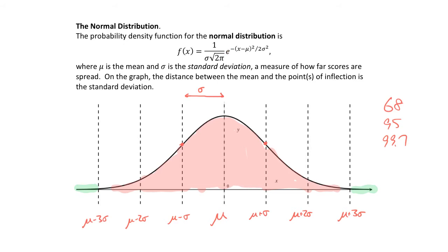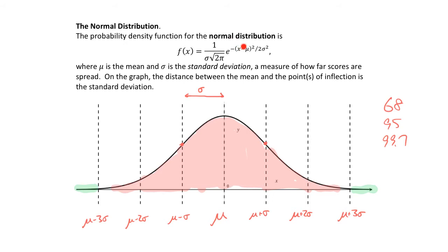Okay, e is raised to the negative of x minus mu quantity squared. So we're going to take the mean and subtract it from x. And what that does is it relocates the normal distribution. If mu was zero, then the mean would be 0, and the y-axis would be right in the center there.